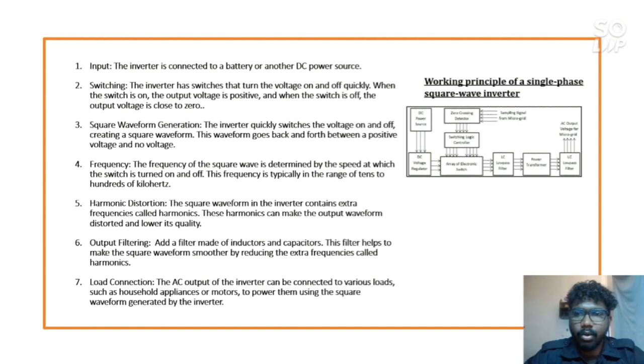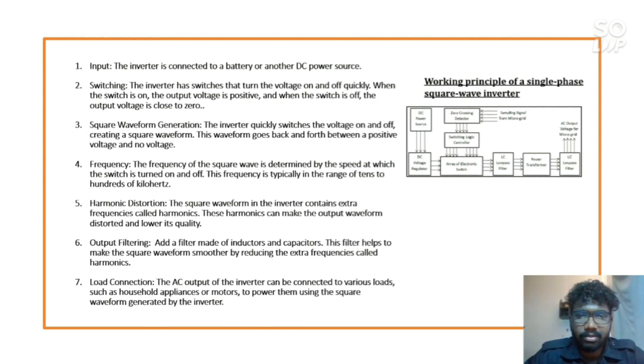So this is the working principle of the single phase square wave inverter. First, the input. The inverter is connected to the battery or another DC power source. Second, the switching. The inverter has switches to turn the voltage on and off quickly. When the switch is on, the output voltage is positive. And when the switch is off, the output voltage is close to zero. And then the inverter quickly switches the voltage on and off, creating a square waveform. The waveform goes back and forth between the positive voltage and no voltage.